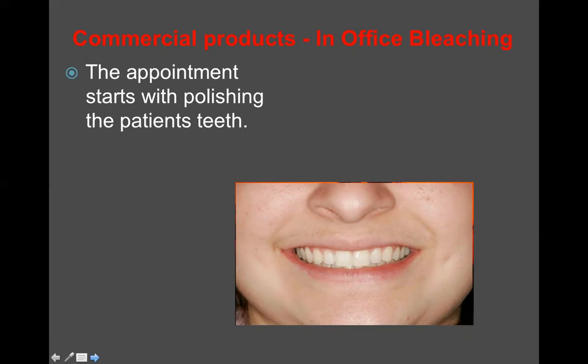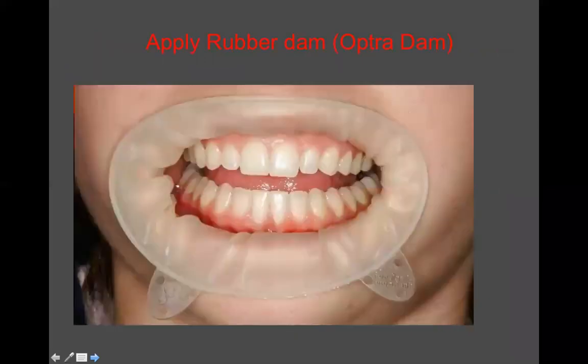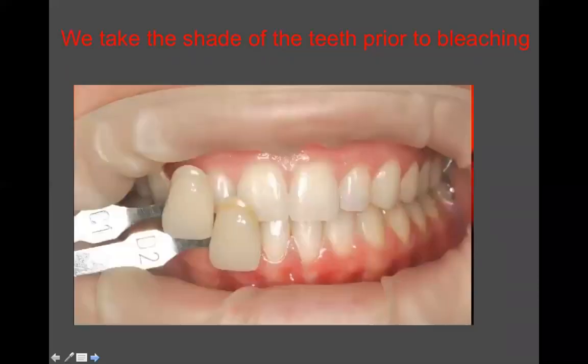So let me illustrate a case of in-office bleaching by making use of commercial products. I will not mention names, there are many commercial products available, and it is extremely important to select good commercial products, and this is the procedure that we follow with the commercial products that are available. Of course, you have to make use of a rubber dam. Here we've used an Optra dam. This Optra dam retracts all the soft tissues and the lips.